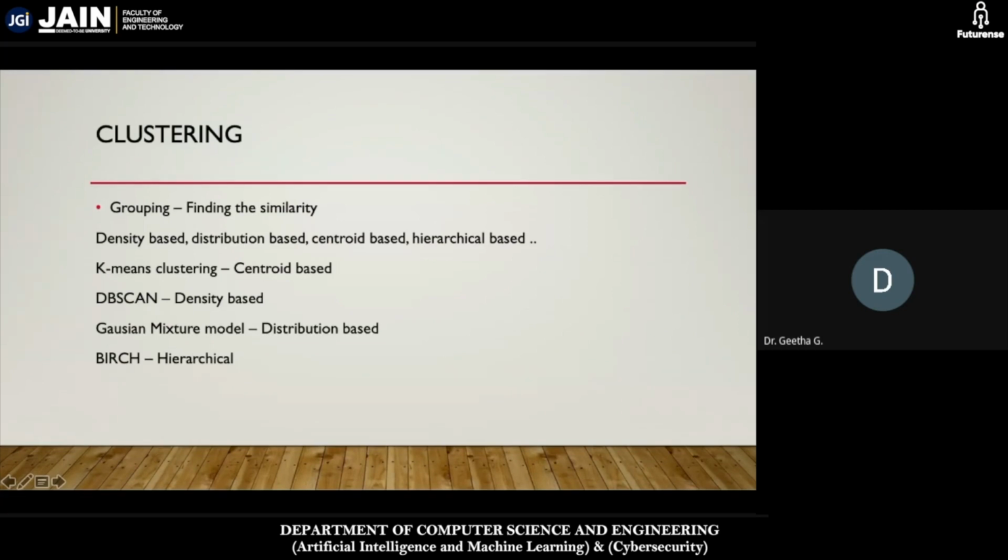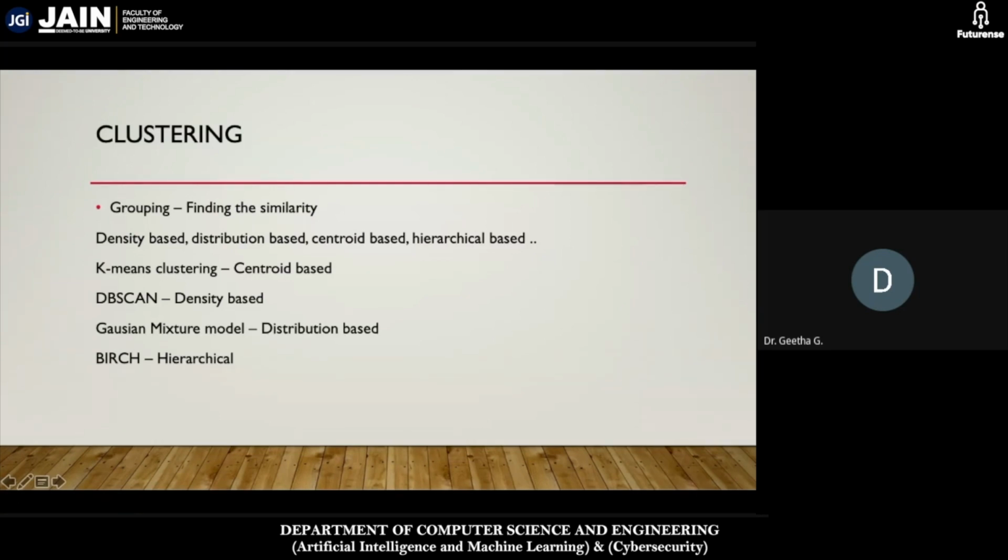So when I say clustering, you have a lot of clustering algorithms available. If you use k-means clustering, that is based on centroid. When I say centroid, it takes the cluster in the form of a circle. You have density based, so if it is density based, then you can go for DBSCAN. Distribution based, hierarchical. You can use any of these or a combination of these clustering algorithms.